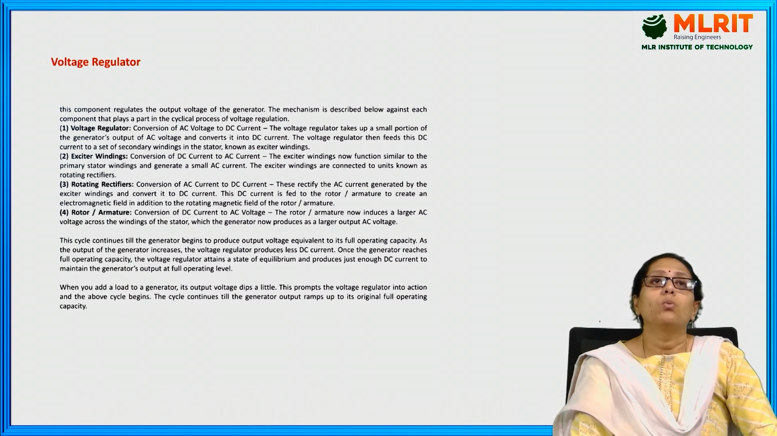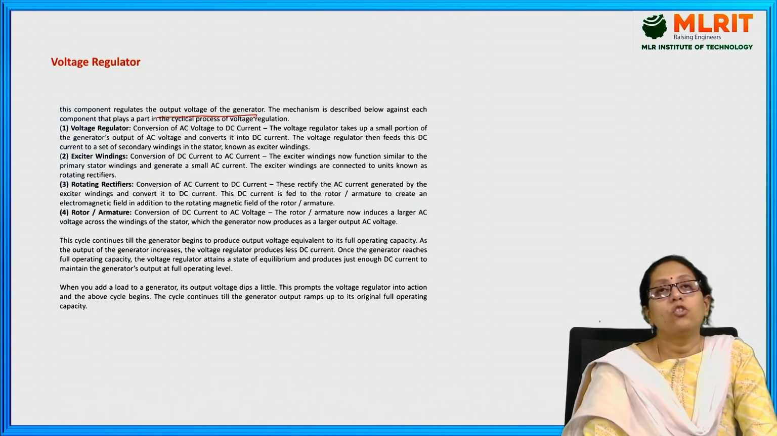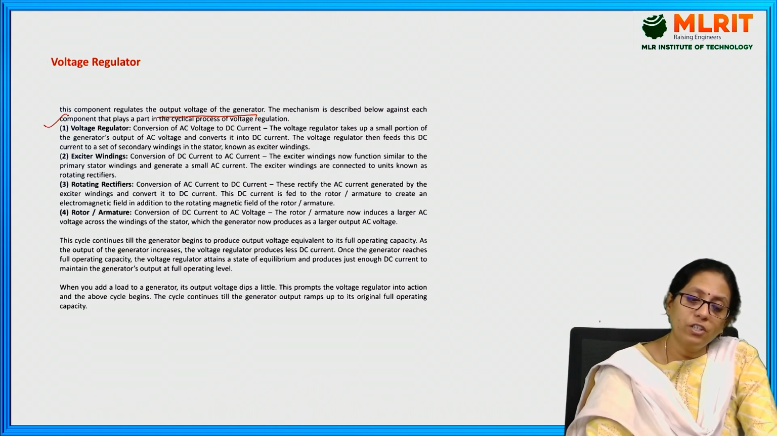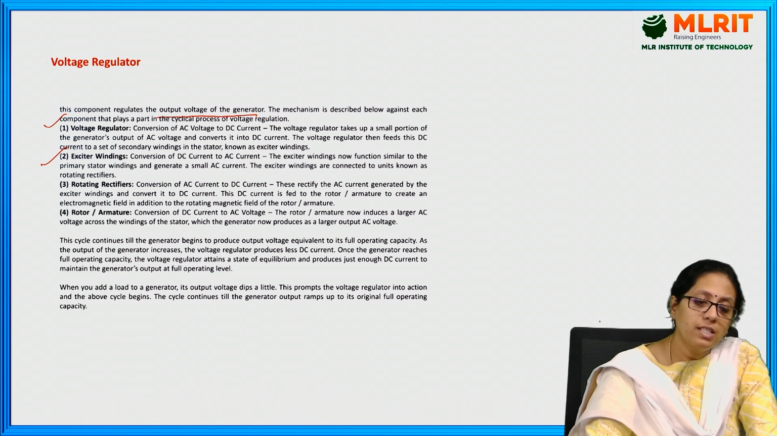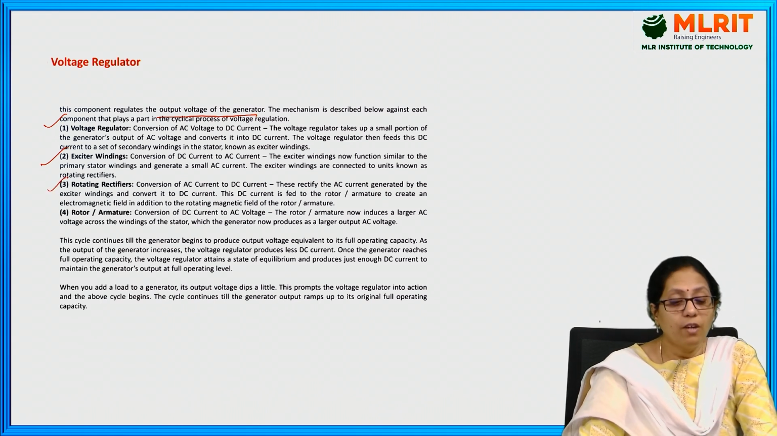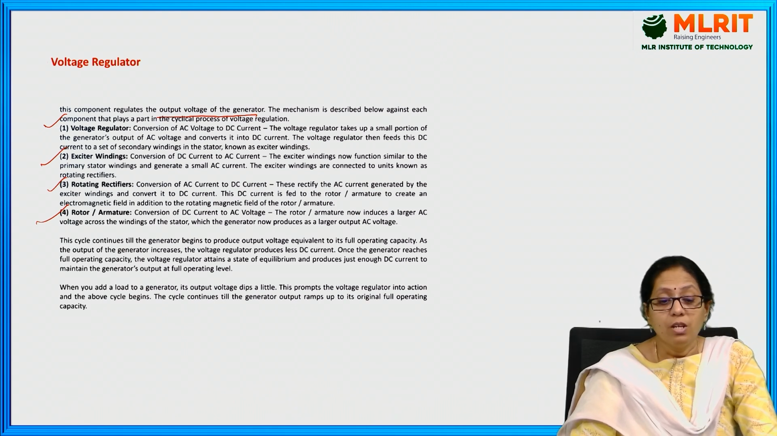Next one is the voltage regulator. The voltage regulator regulates the output voltage of the generator. The mechanism is described below. The first one is the voltage regulator, the second one is the exciter windings, the third one is the rotating rectifier, and then the rotor or armature connection. The first one is the voltage regulator.